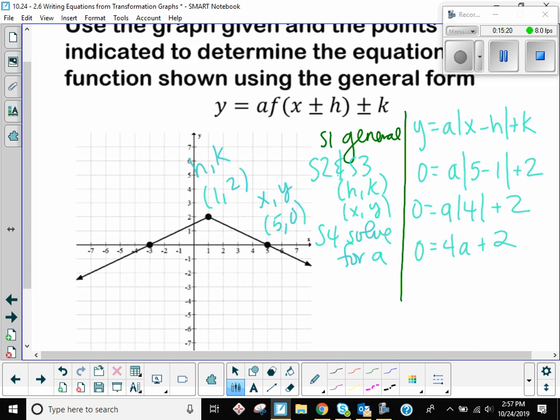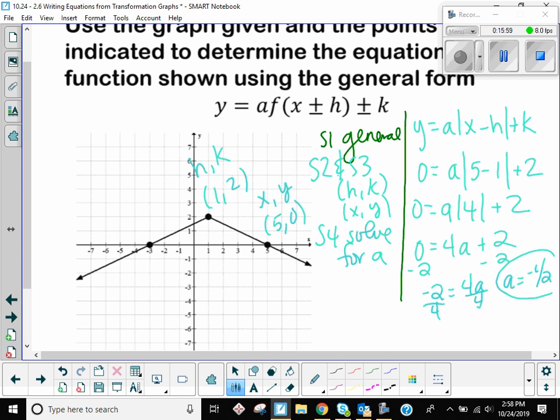And then after that, it's really easy. Subtract your 2 from both sides. Divide by the 4. And a is negative 1/2. How come I'm not done? I mean, I feel like I'm done. I found an answer. I'm not. What are we trying to get? Not just a, but the equation, right?